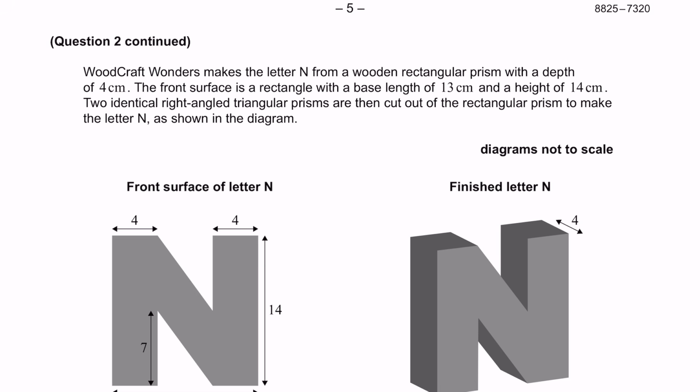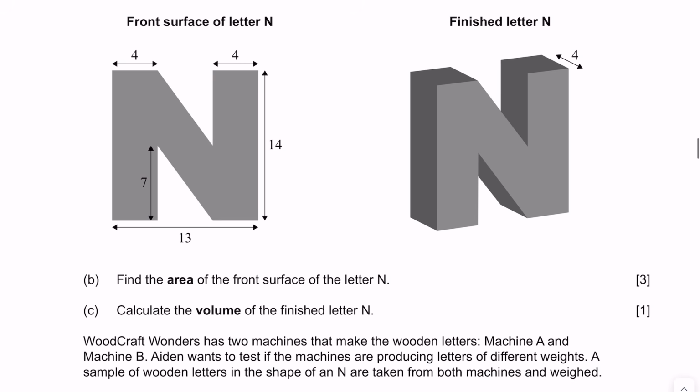Question 2 continued. Woodcraft Wonders makes the letter N from a wooden rectangular prism with a depth of 4 centimeters. The front surface is a rectangle with a base length of 13 centimeters and a height of 14 centimeters. 2 identical right-angled triangular prisms are then cut out of the rectangular prism to make the letter N as shown in the diagram. Part B asks us to find the area of the front surface of the letter N. So this shaded area right here.